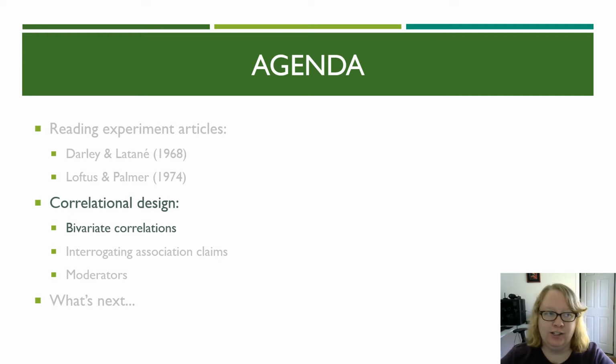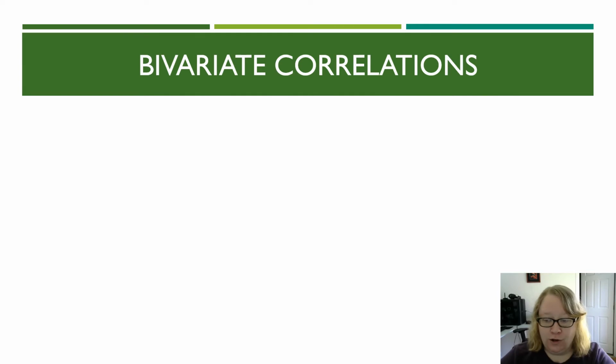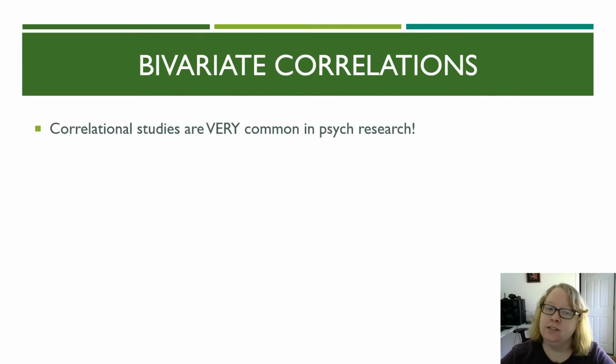We'll start by talking about bivariate correlation. Correlational studies are very common in psych research. We talked last week and in the first part of this module about experimental design. Those are very common too, especially in social psych. But correlational studies are probably even more common than experimental studies, and that's for a lot of good reasons that you read about in the textbook and that we'll talk about.